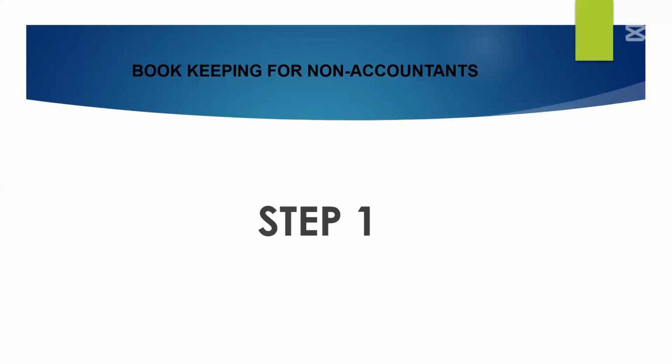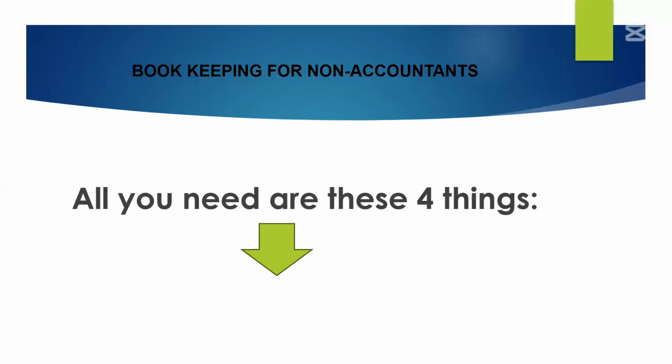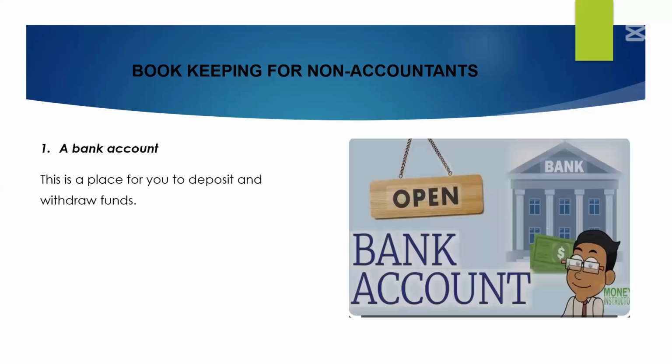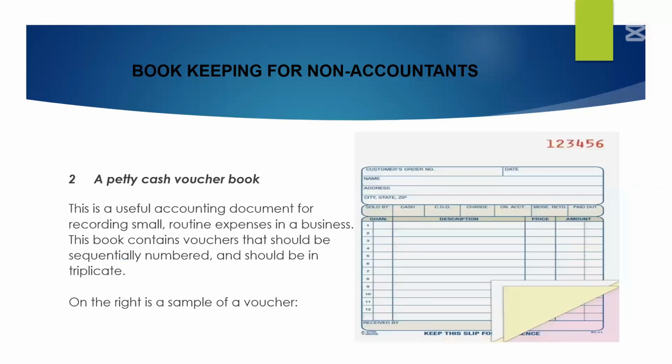Step 1. All you need are these 4 things. 1. A bank account. This is a place for you to deposit and withdraw funds. 2. A petty cash voucher book. This is a useful accounting document for recording small routine expenses in a business. This book contains vouchers that should be sequentially numbered and should be in triplicate, which is 3 copies which are carbon copied. On the right is a sample of a voucher.